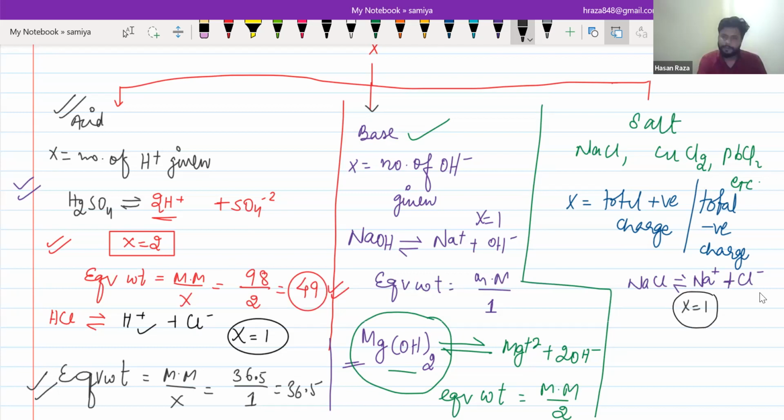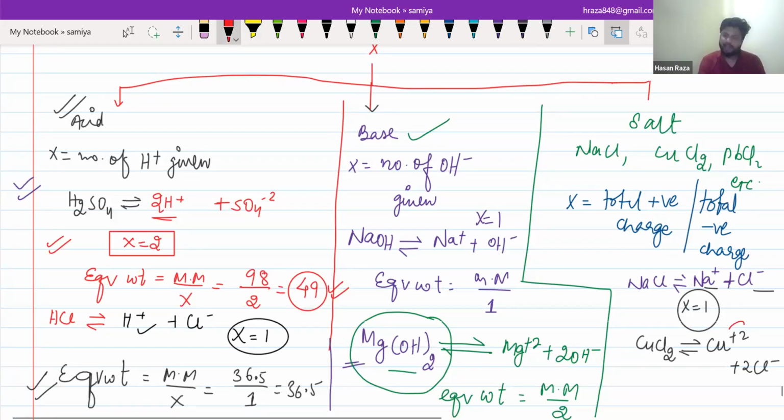Now the value for CuCl2: you can see it is Cu plus 2 and 2 Cl. So what is the total positive charge? Total positive charge is plus 2. And the total negative charge: on one chlorine it is minus 1, so on 2 chlorines it will be minus 2. So X for this will be equal to 2. So it's very easy. Please write it all down.